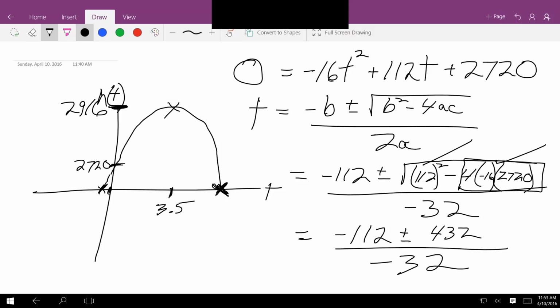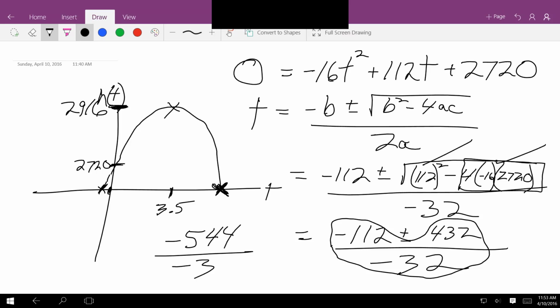But there are two x-intercepts. If you were to complete that parabola, there's two x-intercepts, or t-intercepts I should call them. And it's always only the positive one that you use. And the positive one is going to be this one right there. Minus 112 minus 432 gives you minus 544 divided by minus 32.